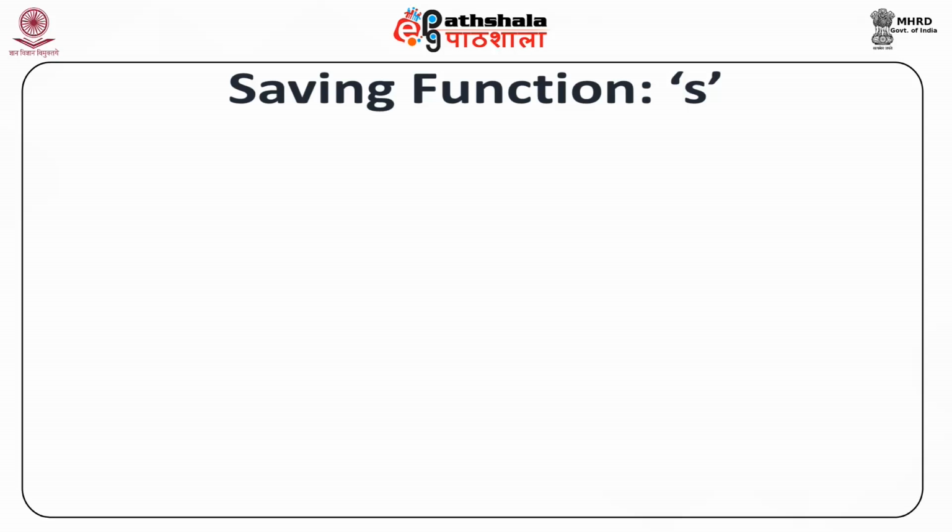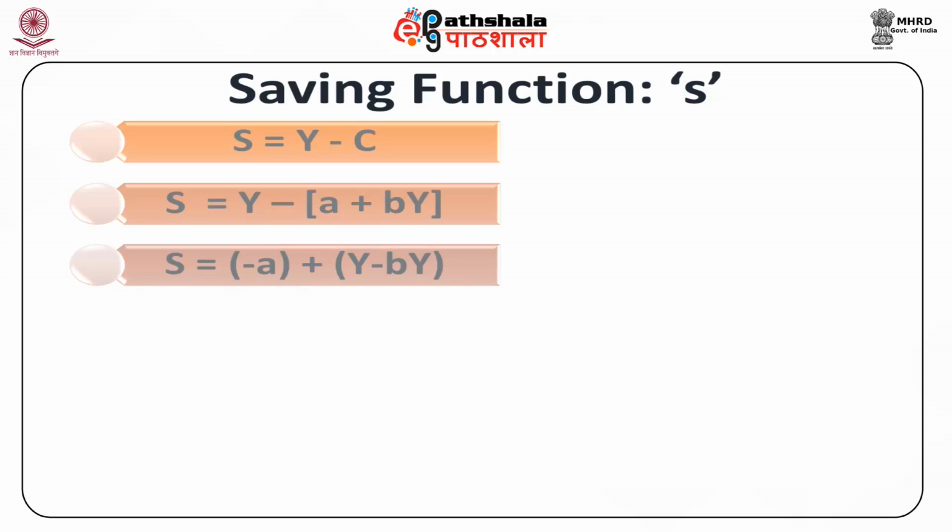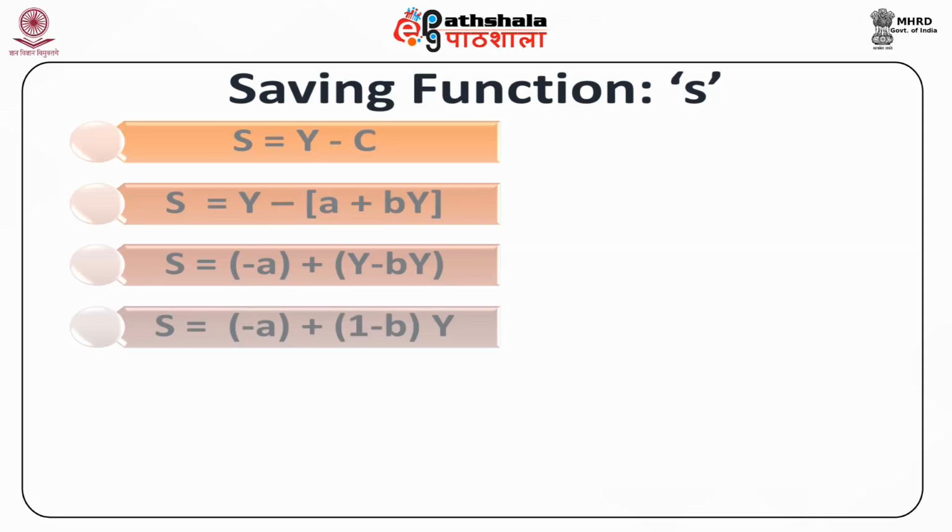Since savings is income minus consumption, the savings function can be derived as S is equal to Y minus C. S is equal to Y minus (A plus BY). This gives us S is equal to minus A plus Y minus BY, or S is equal to minus A plus (1 minus B)Y. That is, S is equal to minus A plus small s Y.